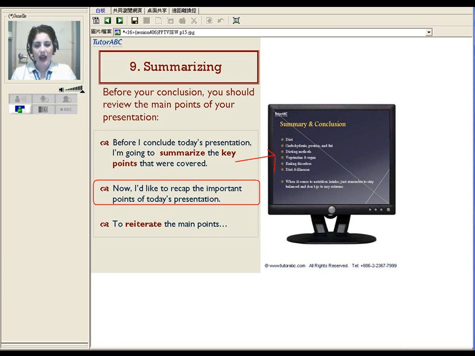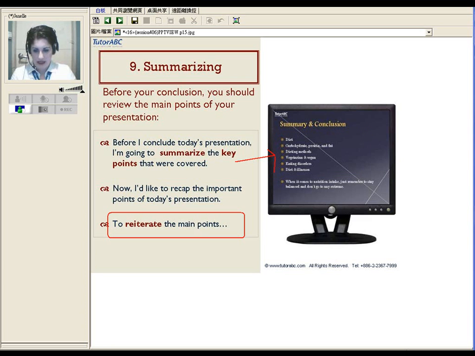Or you could say, now, I'd like to recap the important points of today's presentation. It means that you're going to say them one more time, again. Or lastly, you could say, to reiterate the main point. What does reiterate mean? State or do over again, repeatedly. All right? So, in English, that's what reiterate means.